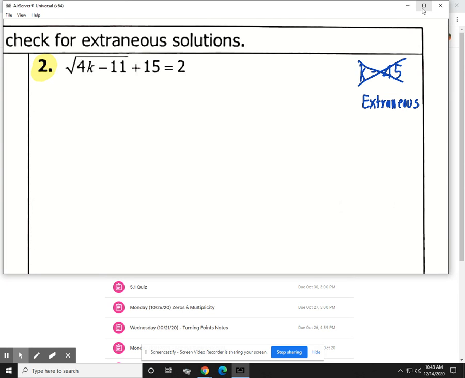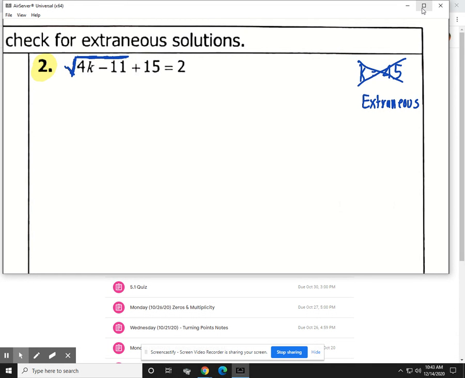what makes this a radical equation? What do you notice? You've got a square root above 4k minus 11, and then on top of that, it's got an equal sign, right? So this is a radical equation. The first thing that you have to do with a radical equation is get this radical part isolated. What does isolated mean? Alone, separate.